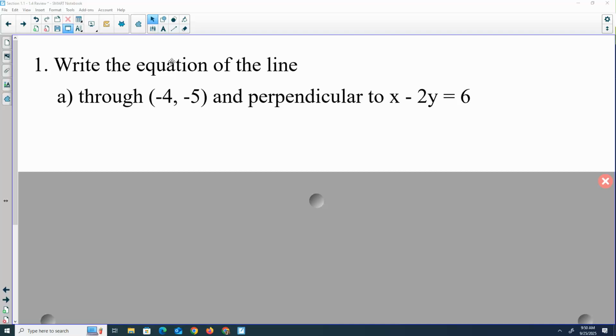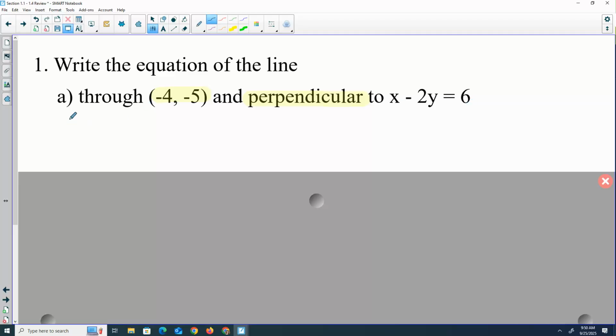But we know it goes through the point -4, -5, perpendicular to this line. What does perpendicular mean? It crosses and makes a right angle. So if it's going to be perpendicular, what do I need to find first?